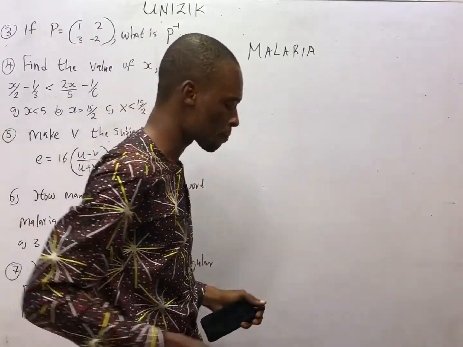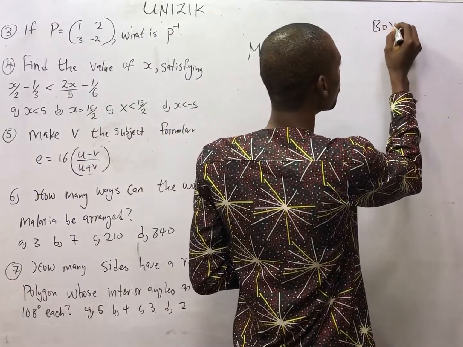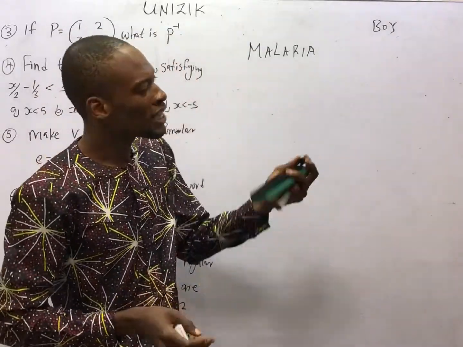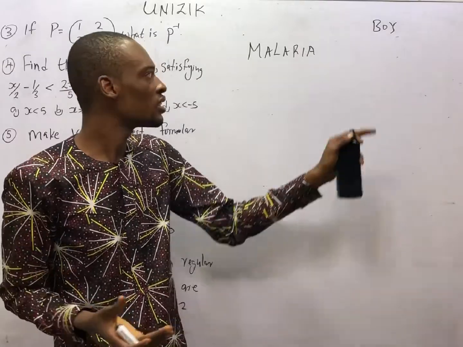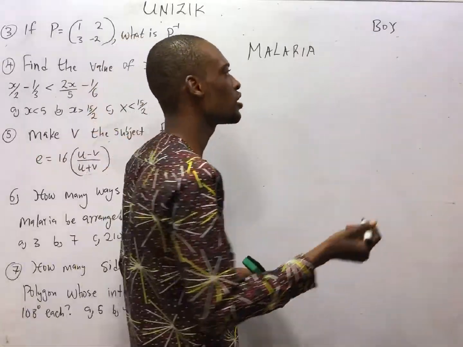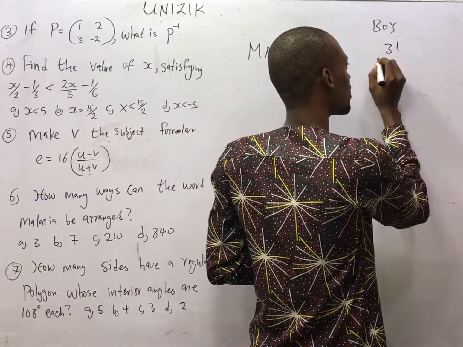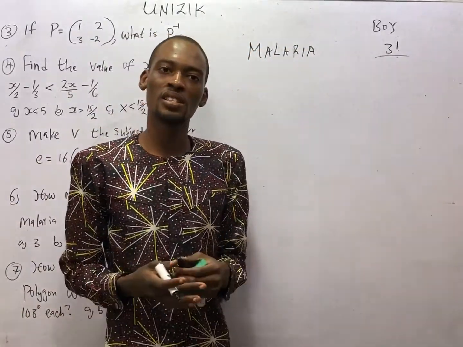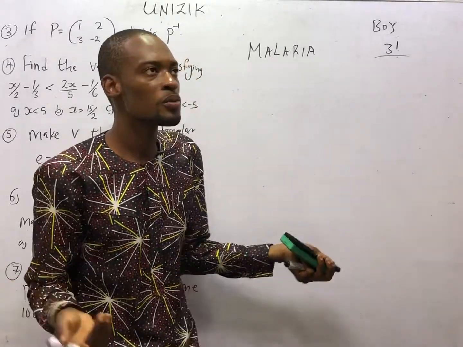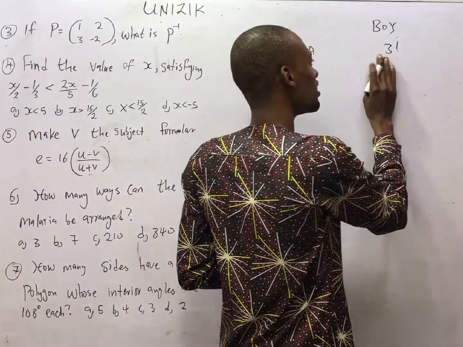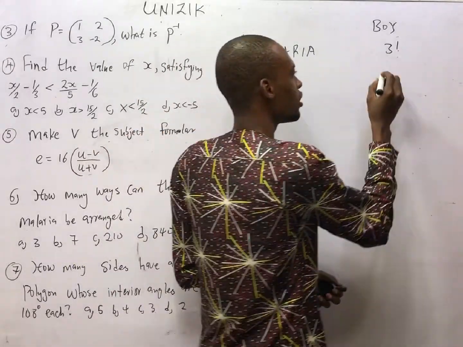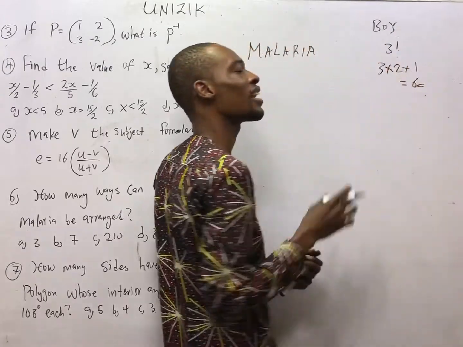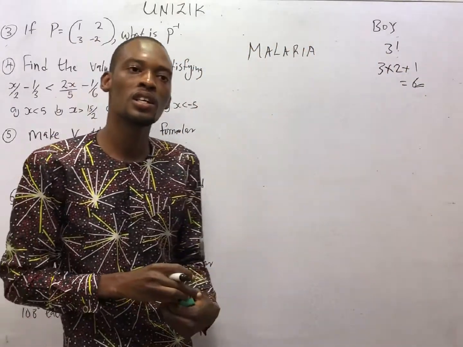So let me start with boy, B-O-Y. If I say how many ways can a boy be arranged? How many letters do we have in boy? B-O-Y, 3 letters. Then you simply write 3 factorial divided by, is any of the letters repeated? No. So therefore, boy can be arranged in 3 factorial ways, or 3 times 2 times 1, which is 6 ways. That is the number of ways we can arrange boy.